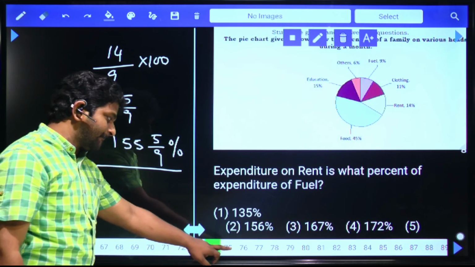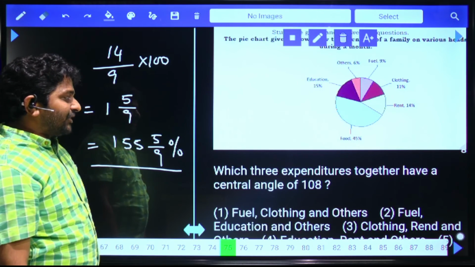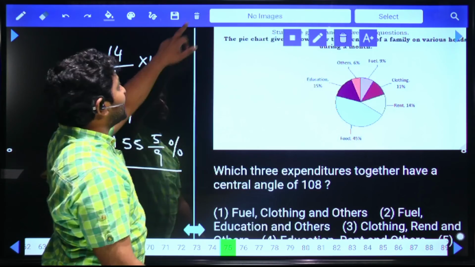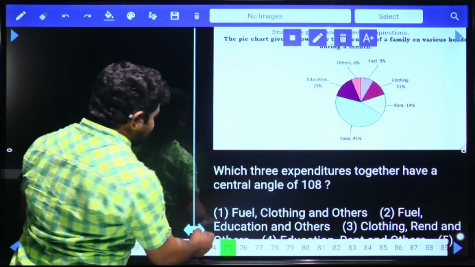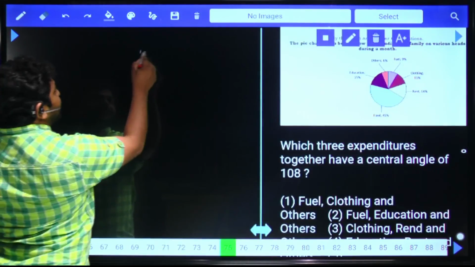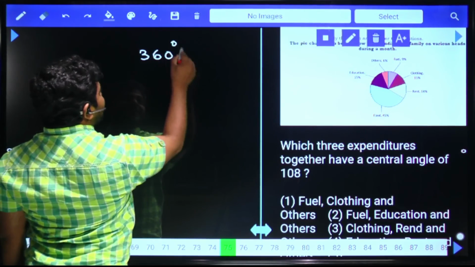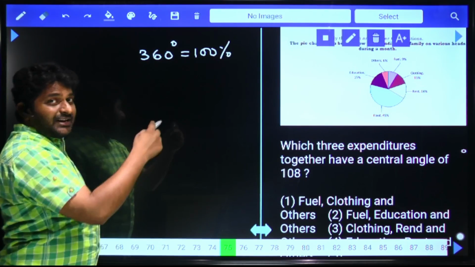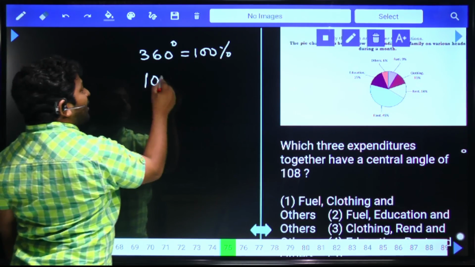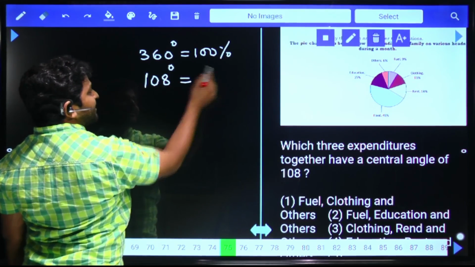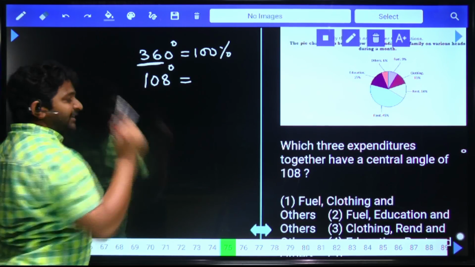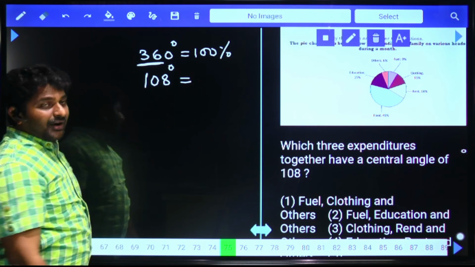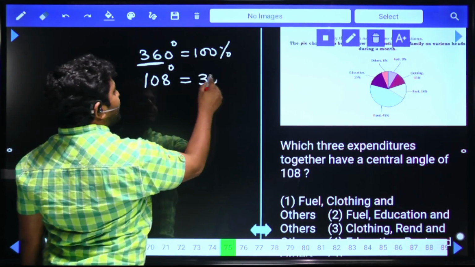Second option is the answer. Which three expenditures together have a central angle of 108 degrees? Central angle 108 degrees. Okay. Now 360 degrees is equal to 100%. The internal angle of a circle is 360 degrees. We have 108 degrees. How much percentage is this? 10% means 36. 36 three times is 108. That means we need 30% in percentage.